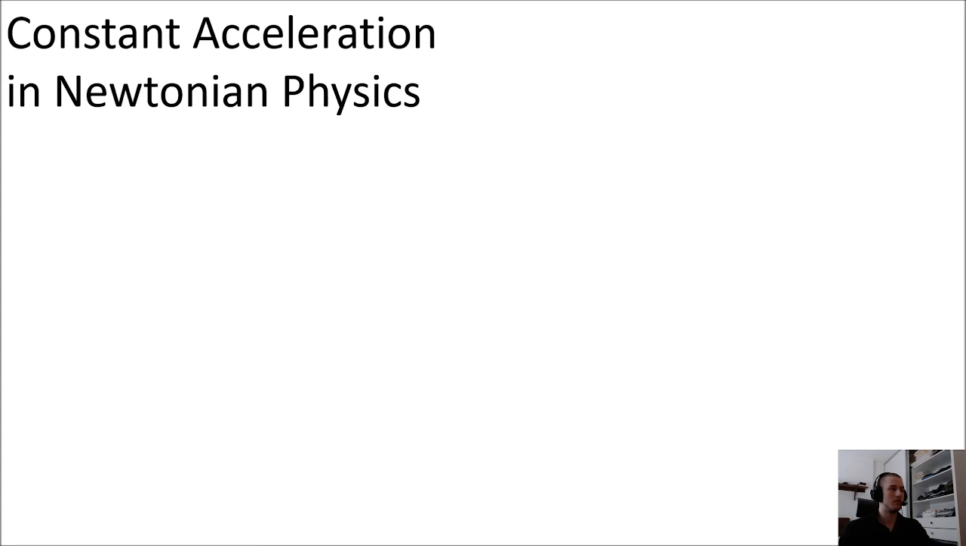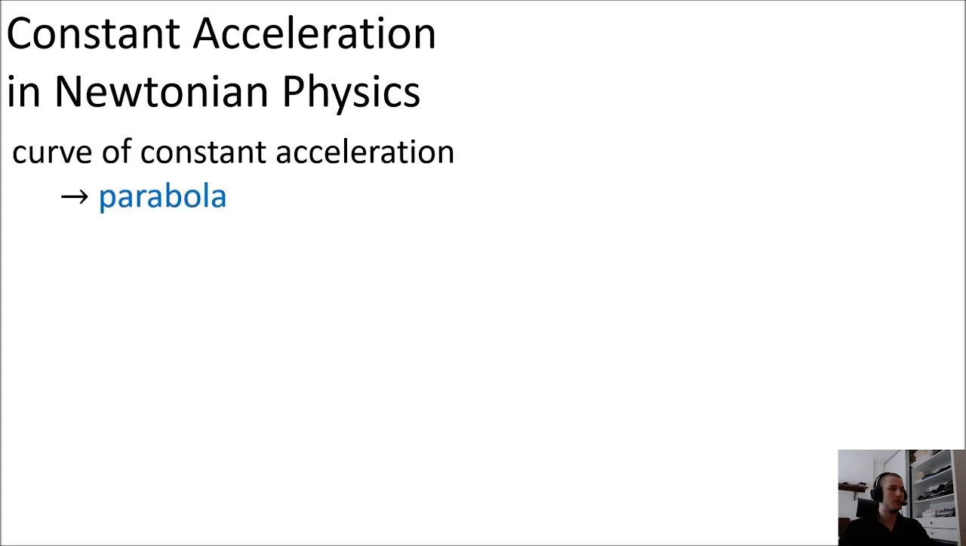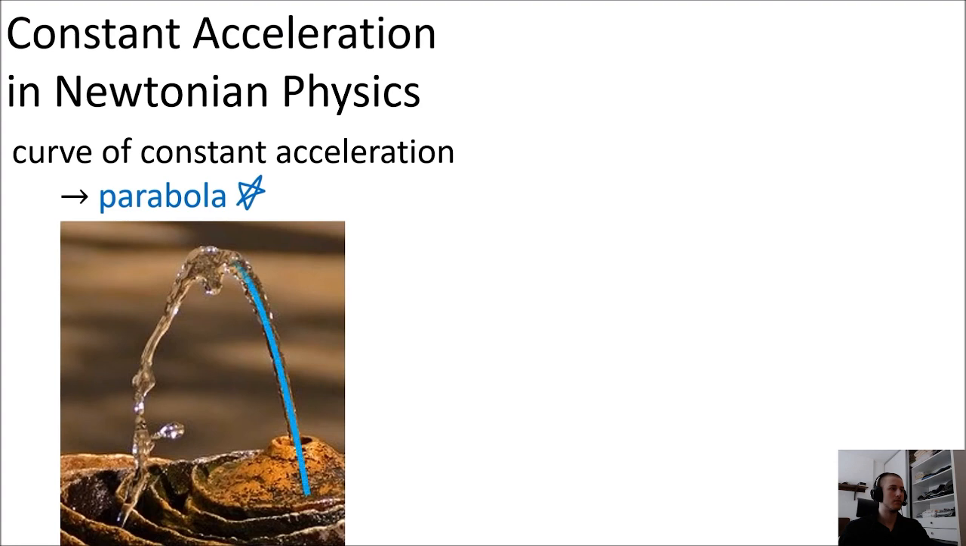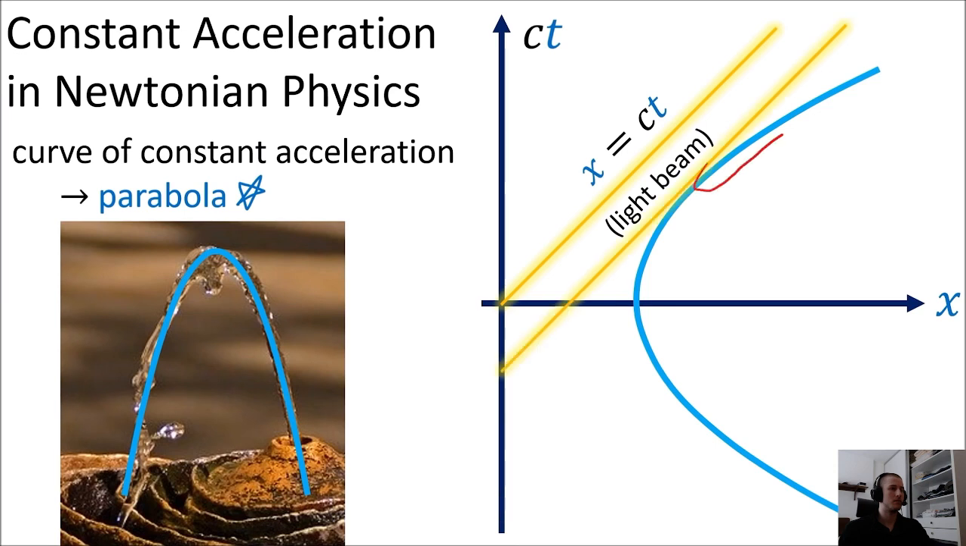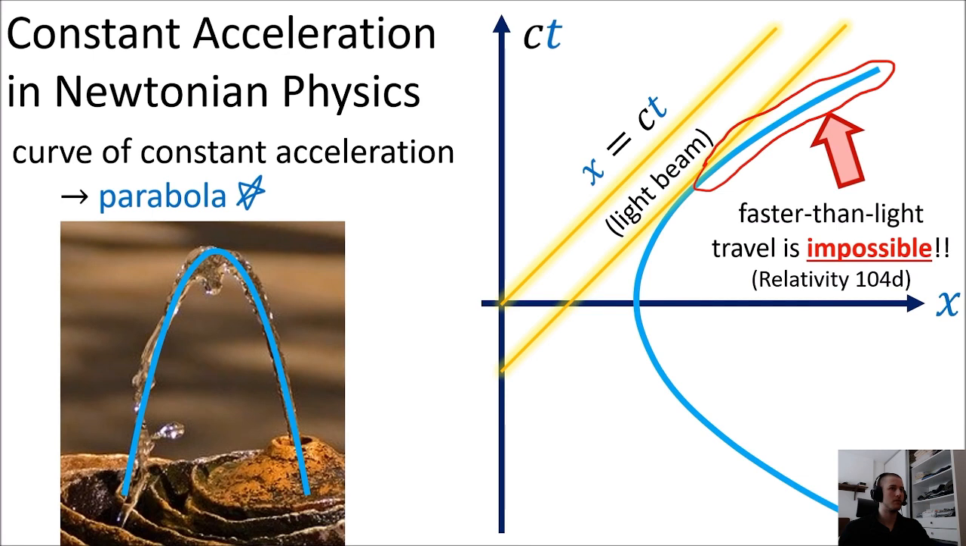Let's start by talking about constant acceleration in Newtonian physics. You probably know that an object traveling at constant acceleration in Newtonian physics traces out the curve of a parabola, as seen by falling objects on Earth in everyday life. If we draw a parabola on a space-time diagram with time on the vertical axis, we immediately see a problem. Recall that a beam of light travels at a 45-degree angle on a space-time diagram. We can see that, in this portion of the parabola, the object is traveling faster than the speed of light, which we know is impossible from Relativity 104 Part D.